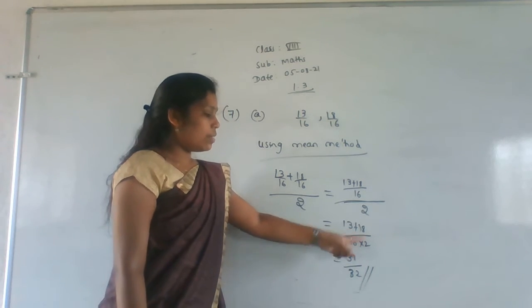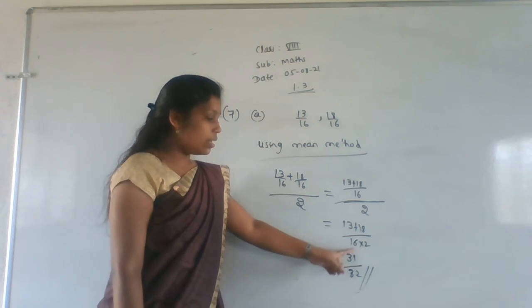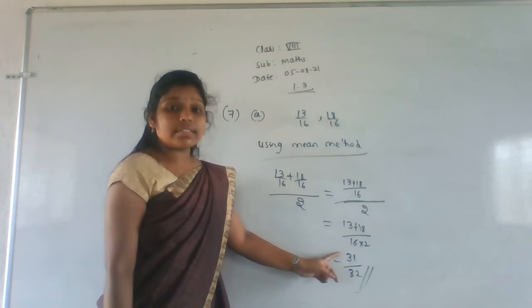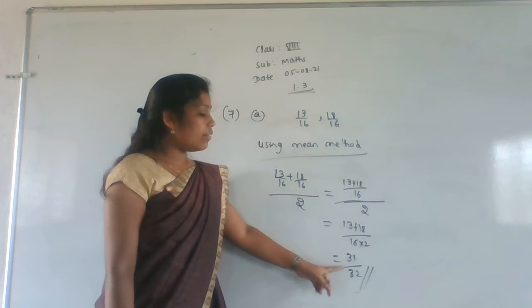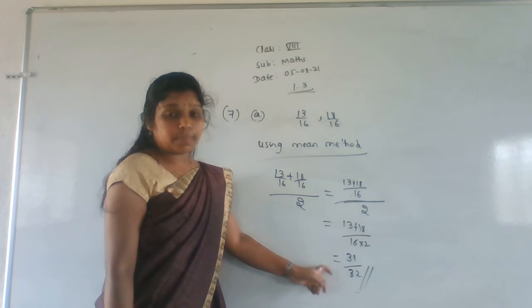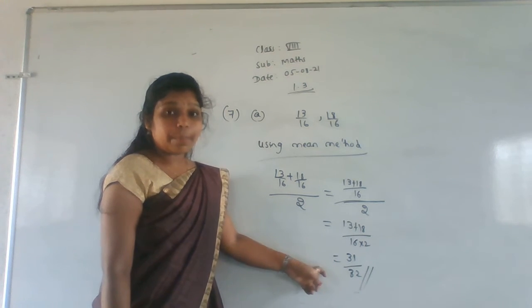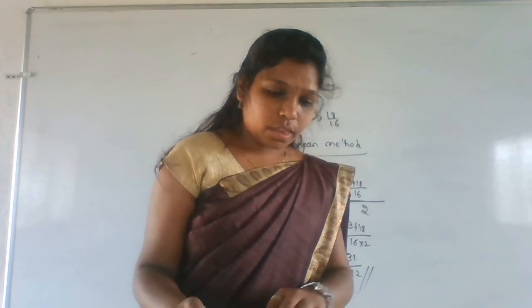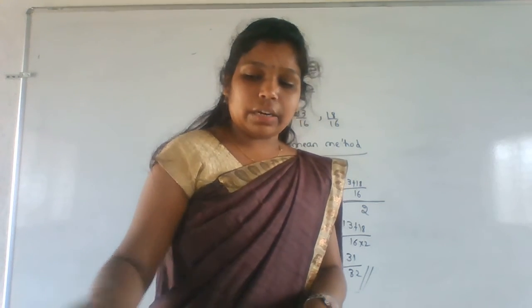So here 13 plus 18 is nothing but 31. 16 into 2 is nothing but 32. Okay. So what is the answer we got here? 31 by 32 is the answer. Getting everyone? Yes. So now we will go with the B one.